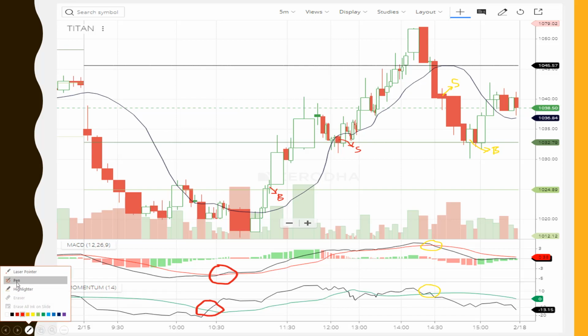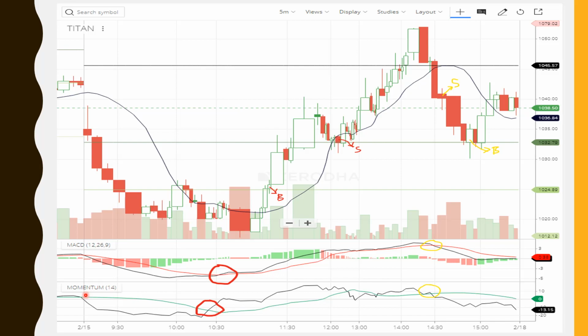Here is an example of Titan. This is the chart of 15th February 2019. So this is the setup. As you see, this is the black line, which is the 12 period triangular moving average. This is the default value of MACD, and this is the momentum indicator, and the green line that you see is the 20 period triangular moving average which I applied on the momentum indicator.